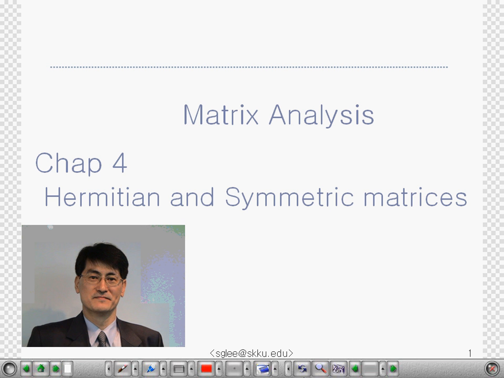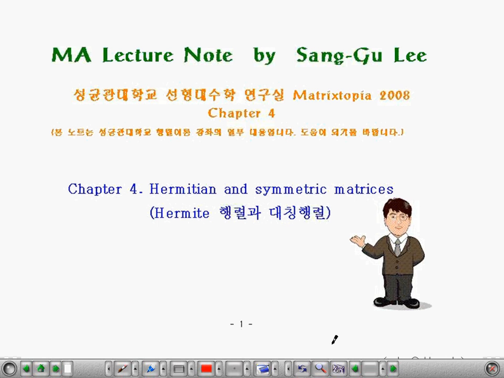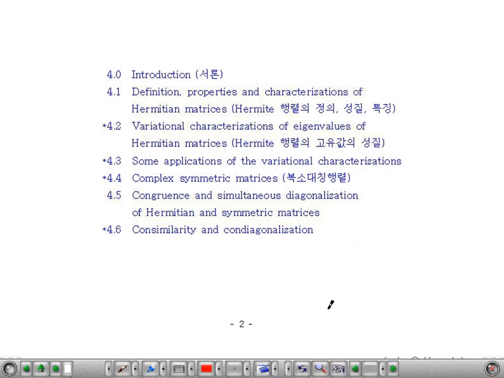Chapter 4, Hermitian and Symmetric Matrices. We have covered a part of section 4.1 up to theorem 4.1.6. So we will briefly go through it once again. Then we will start from theorem 4.1.7.